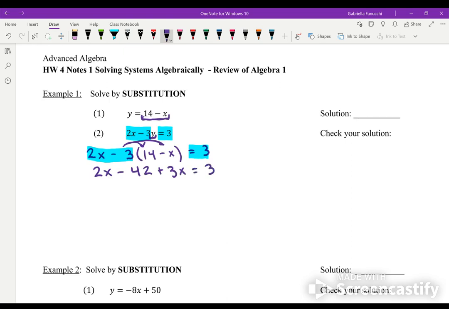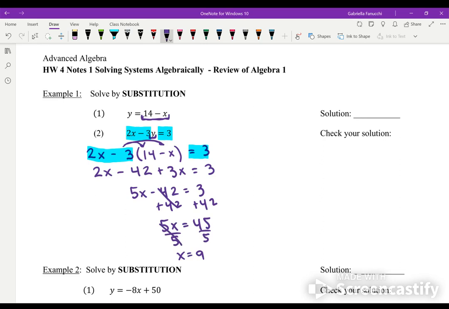2x and 3x can be combined on the left side, so that's going to be 5x minus 42 is equal to 3. Add 42 to both sides. 5x is equal to 45. We're going to divide by 5 on both sides. x is equal to 9. That is one part of the problem.